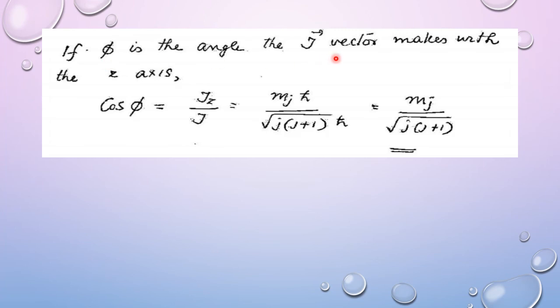Now, if φ is the angle the J vector makes with the z axis, which may be assumed as the direction of the magnetic field, right? So cos φ is given by Jz by J. What is Jz? It is m_J ħ, and J is root of J into J plus 1 times ħ. So when ħ cancels, we get m_J by root of J into J plus 1. So what can be the value of cos φ, or finally φ, the angle the J vector makes with the z axis?